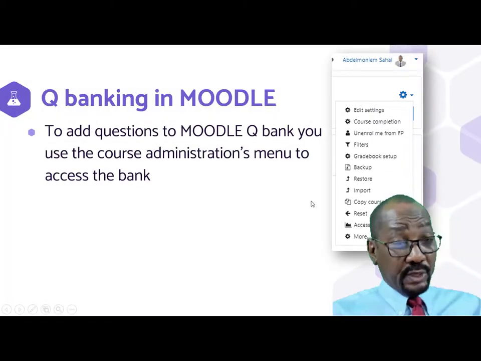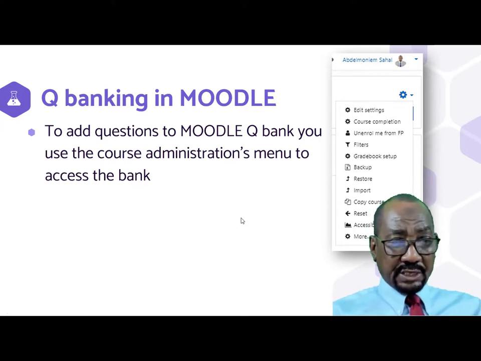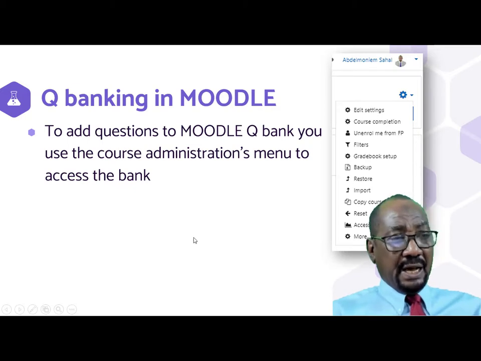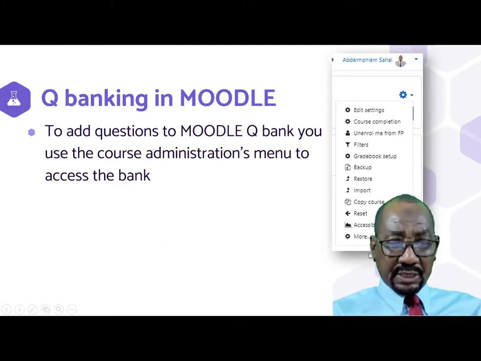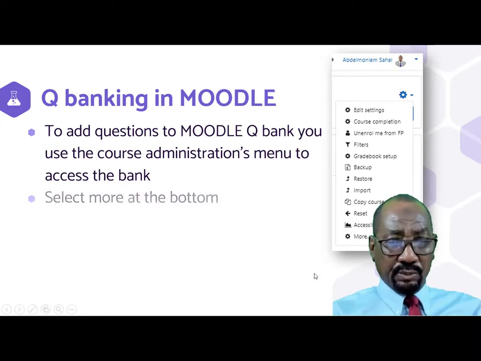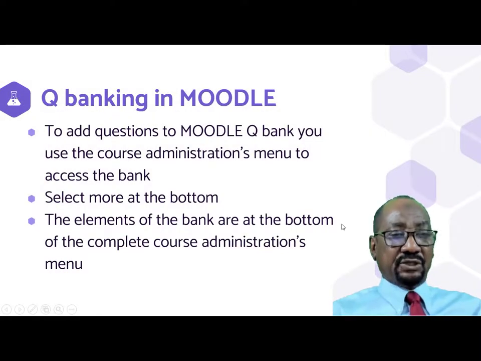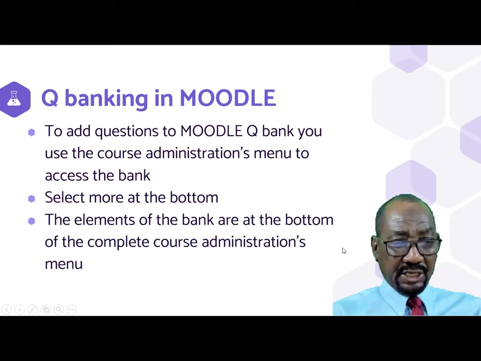Now, to add questions to the Moodle Question Bank, you need to use the course administration menu, which is the cogwheel at the top right corner, just under your profile. So you click on that menu to access the bank. The bank is not in the list. You need to click on More, and when you select the More button, then the elements of the bank are seen at the bottom of the complete course administration menu.